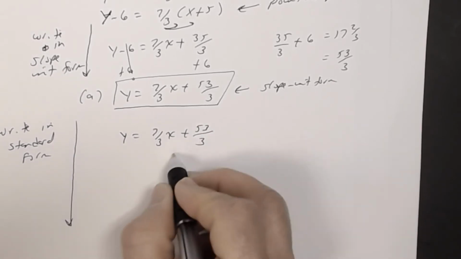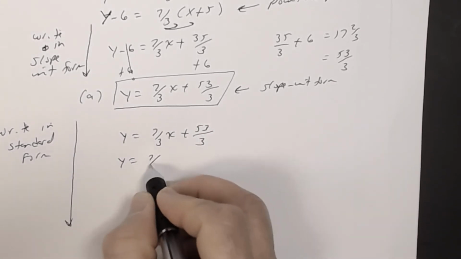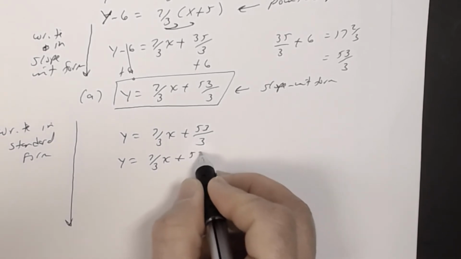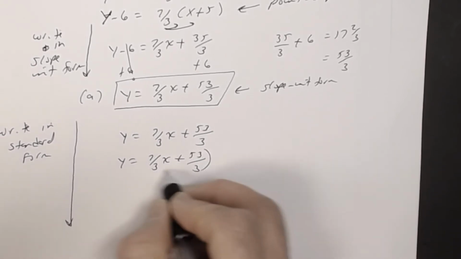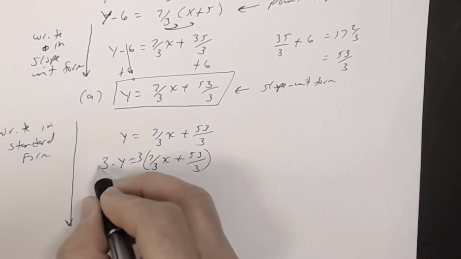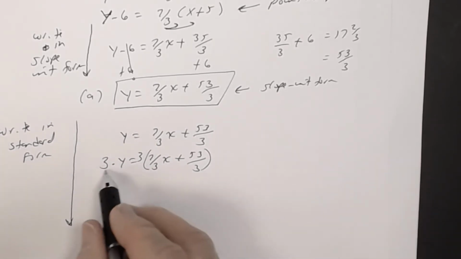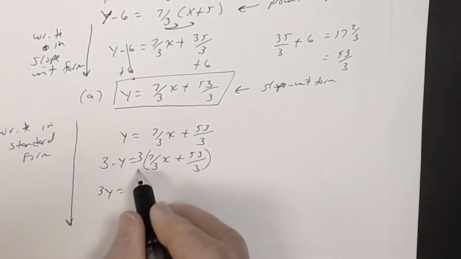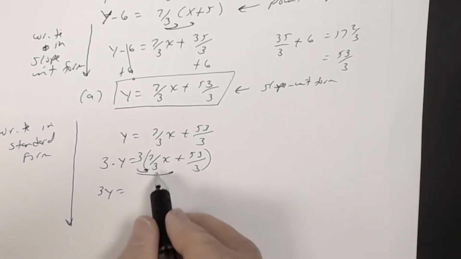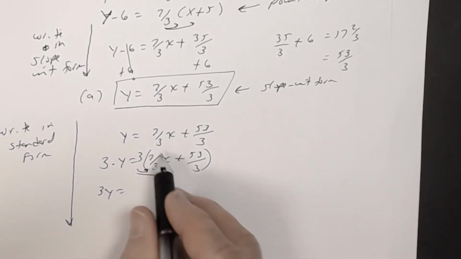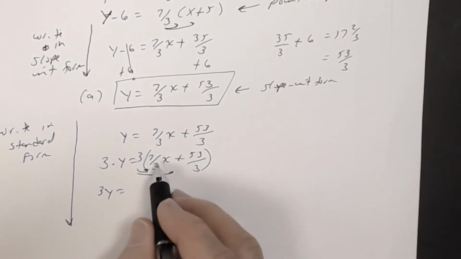All right, so multiply both sides by 3. That's your LCD. Both sides. Remember, this is the equation, so what you do to one side, you have to do to the other, right? So I get 3y equals, I'm going to distribute the 3. It's 3 times 7 thirds. 3 times 7 thirds is 7x, right?